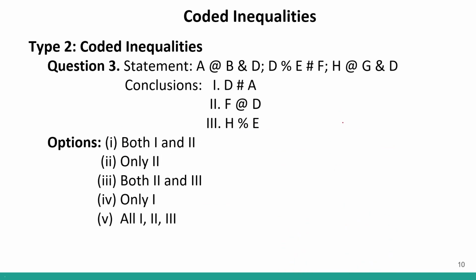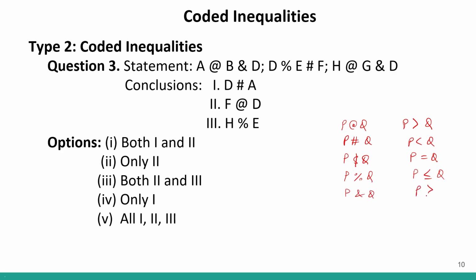So I am going to quickly write the code for you. It means this. P hashtag q means p is less than q. P dollar q means p is equal to q. P percentage q means p is less than or equal to q. And p and q means p is more than or equal to q. These were your codes. Now I will do the same thing for the statements.